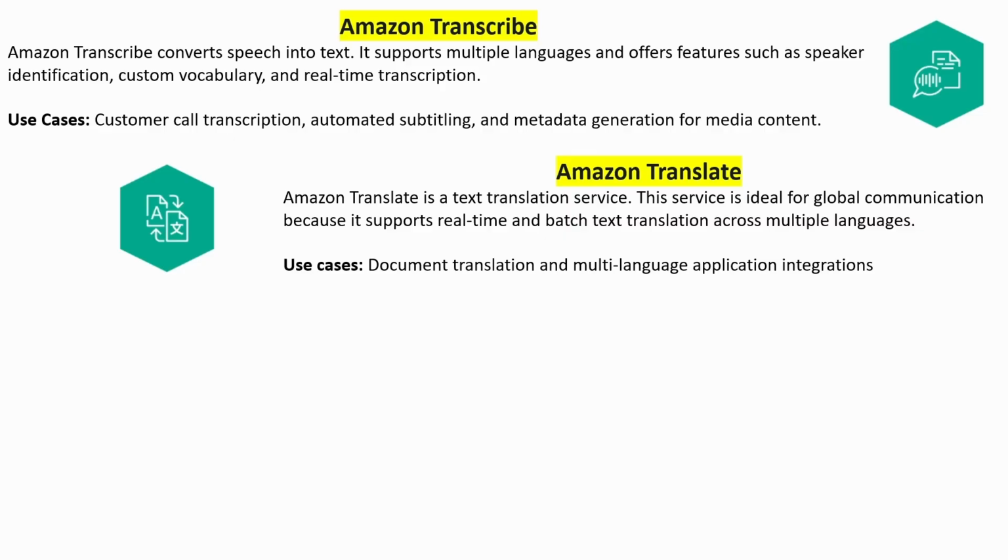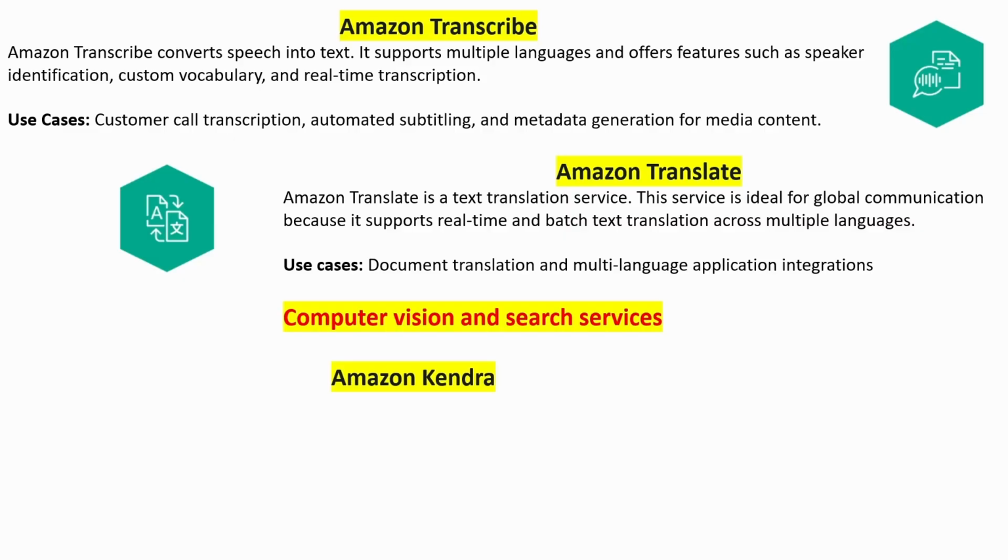Then there's vision and search. For that, we have services like Amazon Kendra. Forget keyword searching. Kendra actually understands what you are asking. It's like a librarian for your company's data.